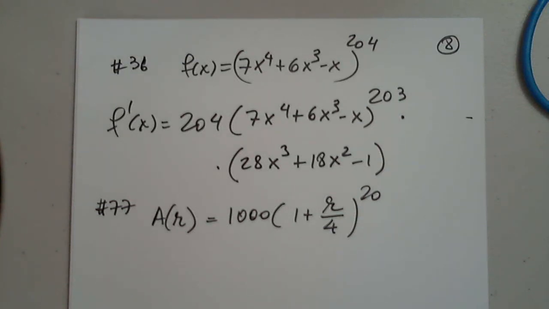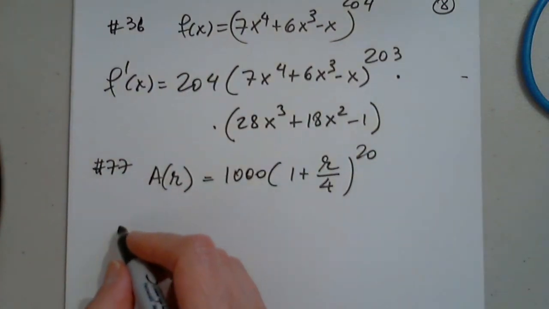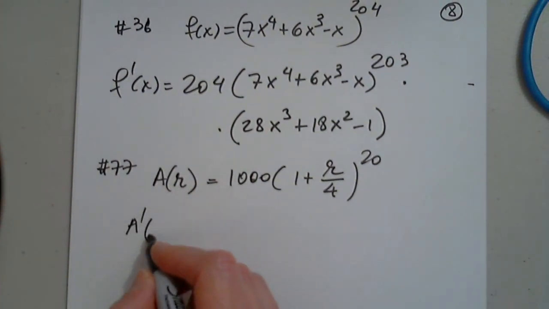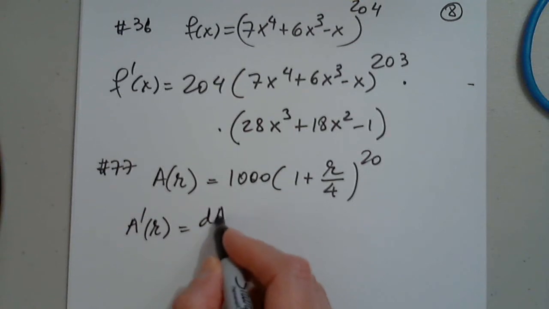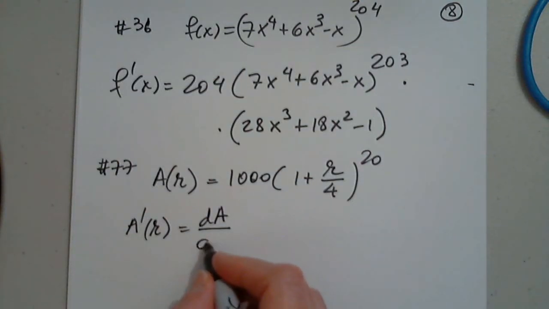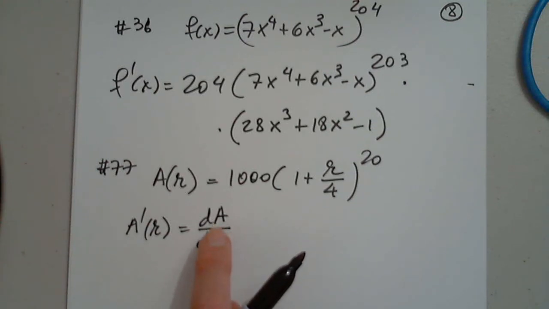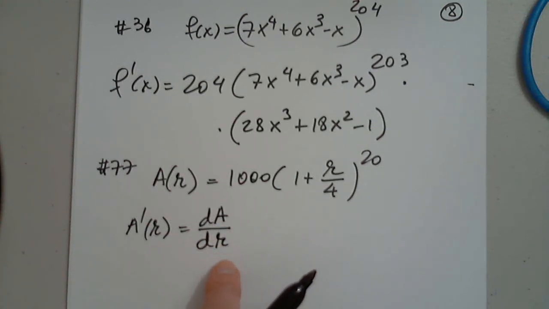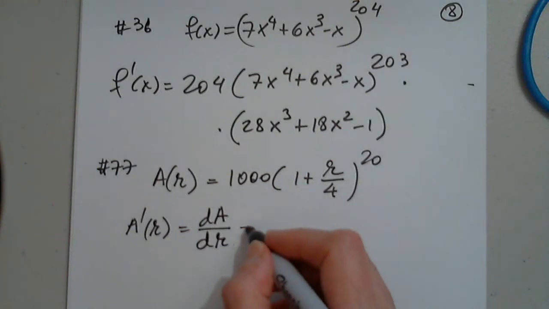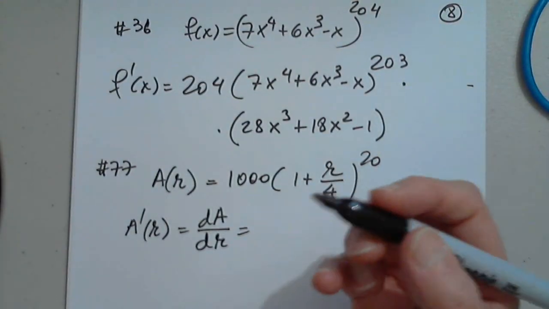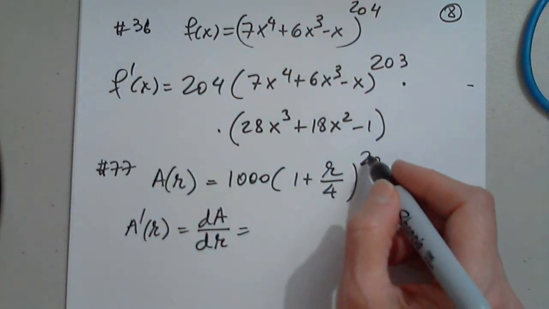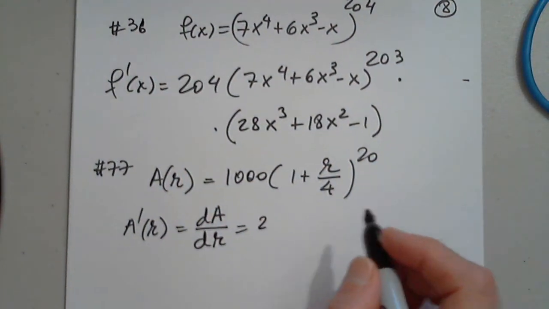So let's stop for a second. Remember, we have two notations. A prime of r is the same as the derivative of A with respect to r, differentiated with respect to r. So the same thing. The constant stays in front. There is no problem there. We bring 20 and multiply. So we have 20,000.